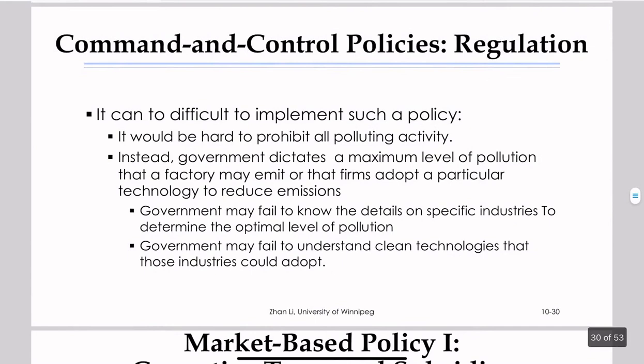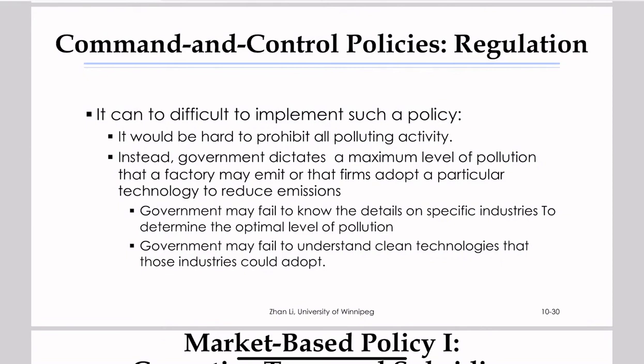You can very quickly see that implementing such a regulation policy is actually not easy. The reason is, first, you might think, okay, we should protect the environment, so we should prohibit all factories from polluting the environment. But from the economic development perspective, this is not realistic. You have to let these factories operate to do their business, and in the process, there has to be some sort of pollution. So if prohibiting all polluting activity is not realistic, what can the government do using this regulation approach?